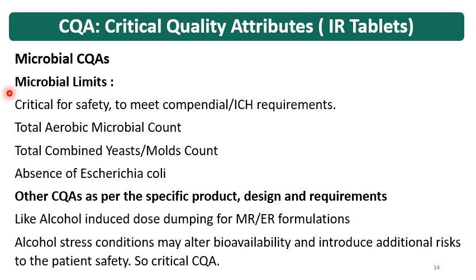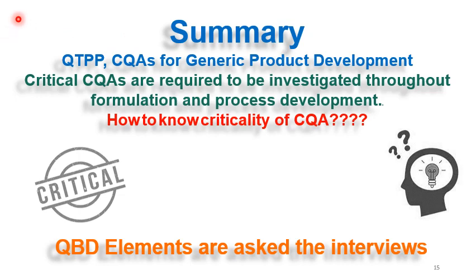See, for example, here I have included the alcohol-induced dose dumping test for ER formulations or extended release formulations. So, alcohol stress conditions may alter the bioavailability and introduce additional risk to patient safety. So, it is a critical CQA mainly for modified release type of formulations and for some of the delayed release type of formulations. So here we have included all the information about QTPP and CQAs. I hope you have understood these two elements of QbD for generic product development.